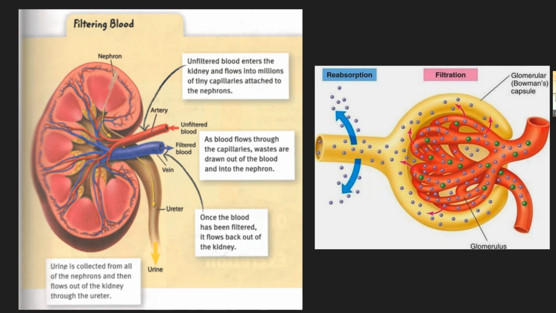So the kidneys, right, this picture over here on the left is showing us one of the kidneys. So we have two kidneys, right, we have one on the right side and one on the left side. So what does the kidney do? What do these kidneys do? They basically filter the blood.